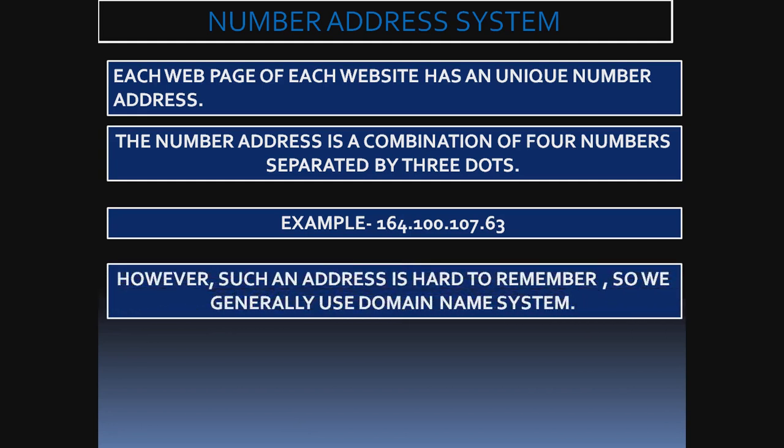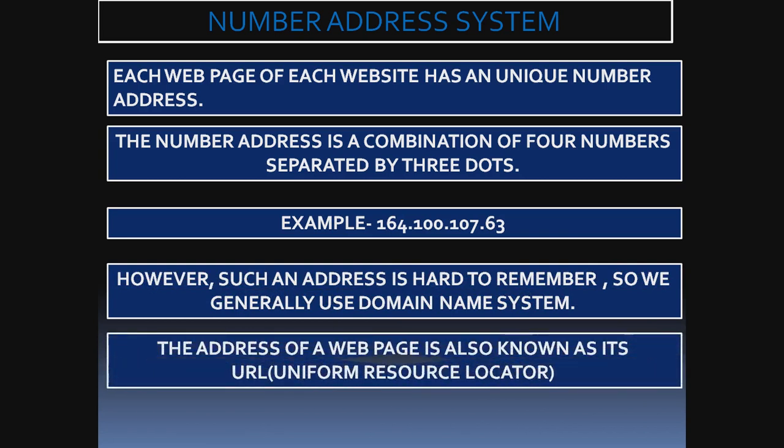As such a number address is very hard to remember, we generally use domain name system. But be it a letter address or a number address, each address of a web page is known as its URL, that is Uniform Resource Locator, because it locates that particular web page, students. So you now understand what URL is. In your higher classes you will learn that URL also has 2 types, absolute URL and relative URL, but we will not talk of them because it is not in our course here at class 8.